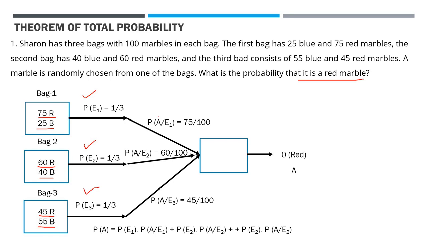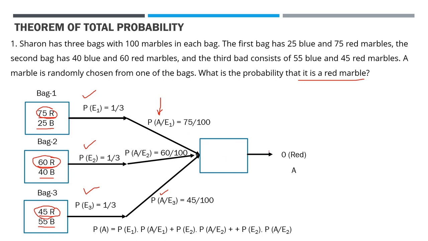Let A be the event that the selected marble is a red marble. So P(A|E1) means 75 red marbles, so 75 divided by 100. In the second bag we have 60 red marbles, so 60 divided by 100, and in the third bag, the probability of picking a red marble is 45 divided by 100. Total marbles are 100 in each of the 3 bags. So these are the probabilities.